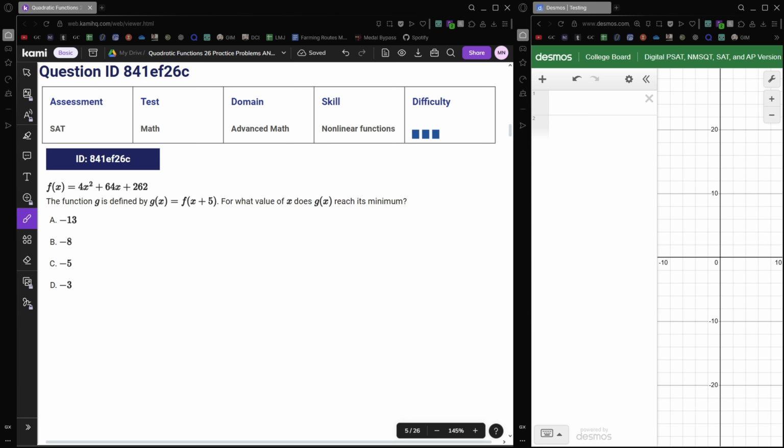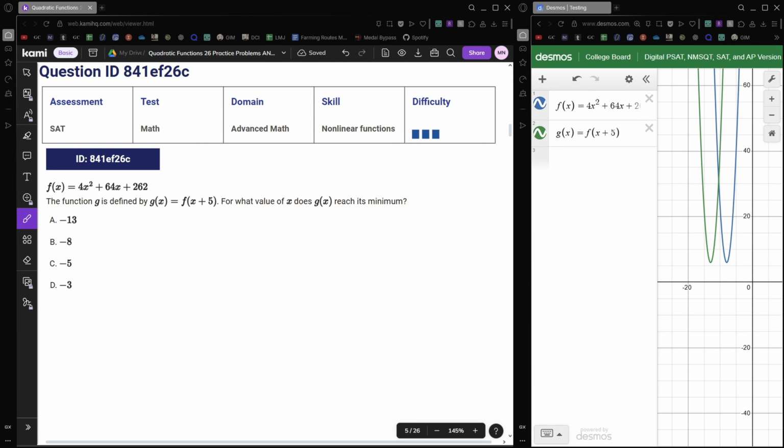Question number 5. The function g is defined by that. For what value of x does g of x reach its minimum? Let's go ahead and plug f of x and g of x into Desmos. So there's f of x, and here's g of x.